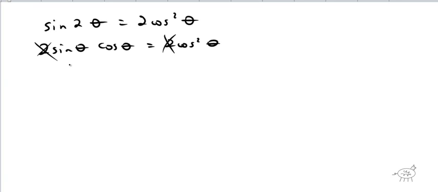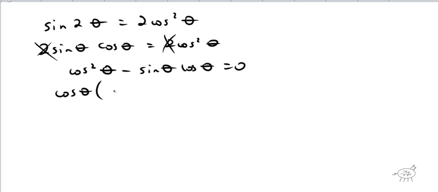And it looks like I'm going to have to factor. Changing that cosine squared to 1 minus sine squared is not going to help me, because I have sine and cosine on the left-hand side anyway. But I can factor here. If I move this over, I get cosine squared of theta minus sine theta cosine theta equals 0. And I'm going to factor out a cosine of theta, so I get cosine theta times cosine theta minus sine of theta equals 0.